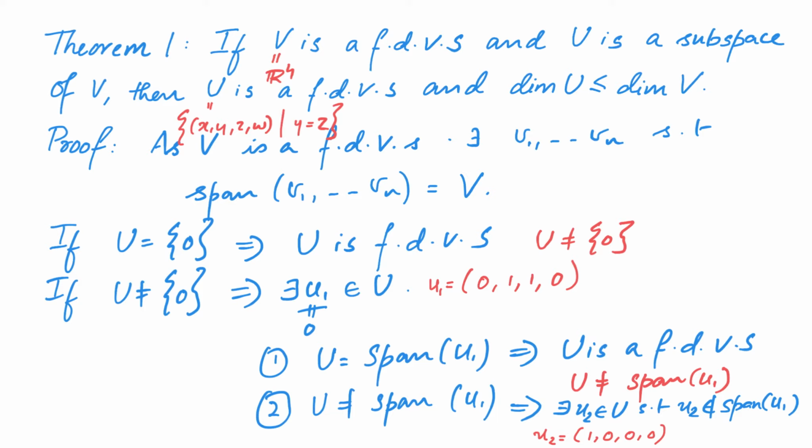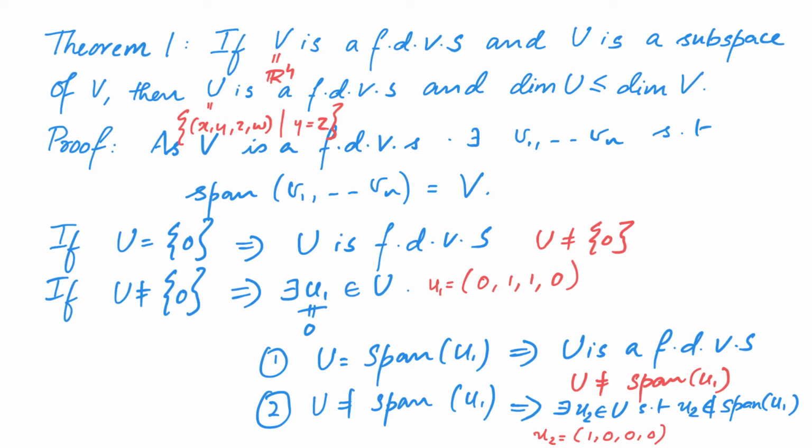So this is an example. And now what will we do? We will look at span of u1, u2, and we will check whether U is equal to span of u1, u2 or not. Once again, in this example, we can see that U is not equal to span of u1, u2. So we will look at a vector that does not belong to span of u1, u2. Let's call this vector u3, and so on.